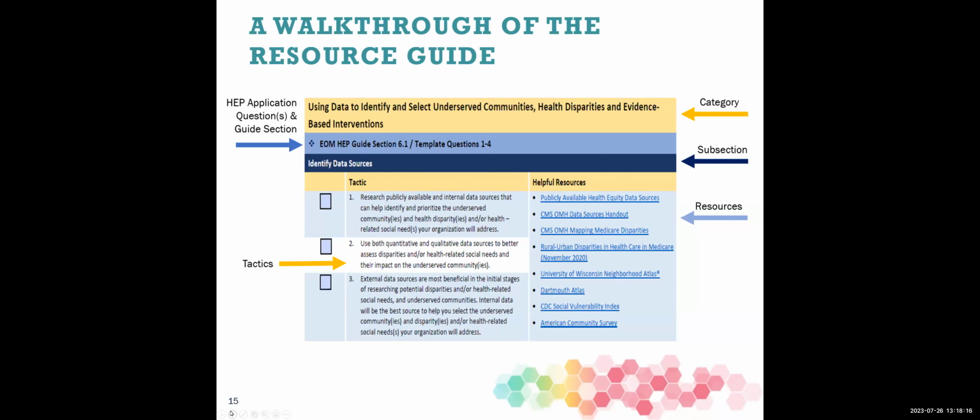Under that, in dark blue, you may notice identify data sources. This is one of the subsections that is specific to the resource guide. So it's just letting you know that the tactics in this section are about identifying data sources. So you'll see several different subsections that will help you navigate the resource guide. And below that are the actual tactics or tips for identifying data sources. And we've included helpful resources with links in the column on the right. So once you start working with these documents, the information will make sense and be helpful to you as you develop your HEP. Next slide, please.